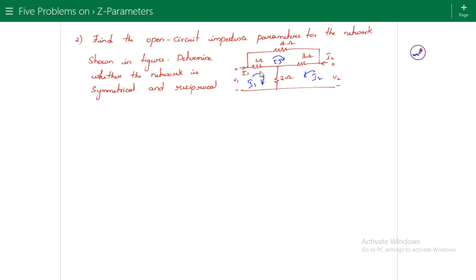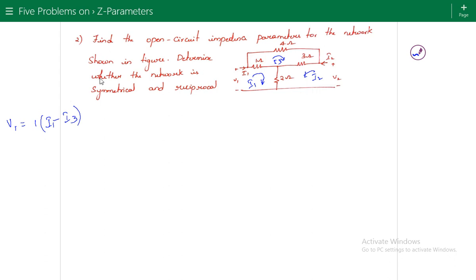Just by looking at the figure, apply KVL in the three meshes, and by substituting the third equation in equations 1 and 2, you will get the Z parameters. It's a simple problem. So I'm writing the KVL equations. Applying KVL in the first mesh, V1 equals the voltage drop across this 1 ohm resistor and 2 ohm resistor. The drop across the 1 ohm resistor is 1 into the current flowing through it, I1 minus I3.